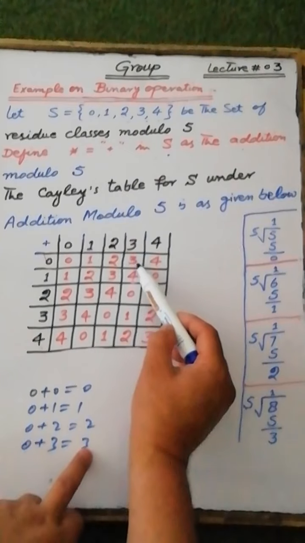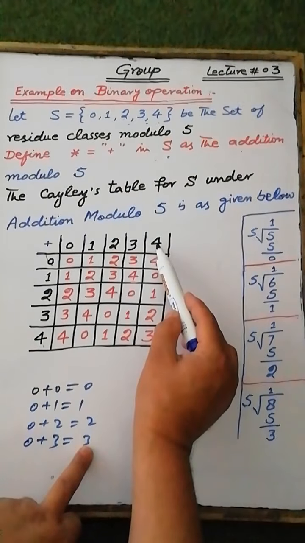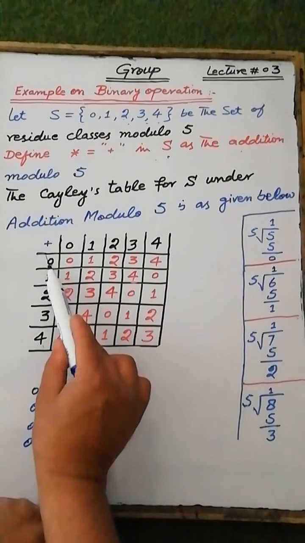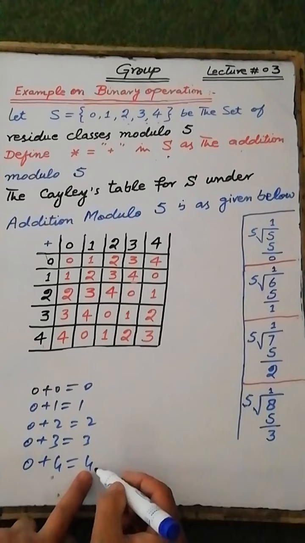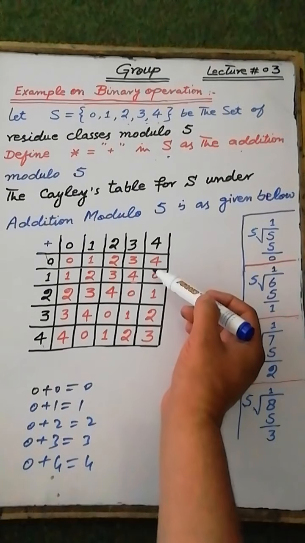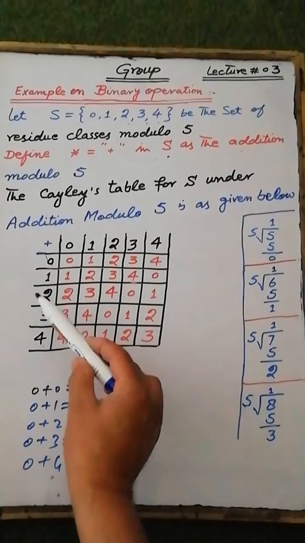We write this result here. And 0 is an element of the set S, and 4 is again an element of the set S. 0 plus 4 is equal to 4. This result is less than 5. We write the result of 0 plus 4 is equal to 4.